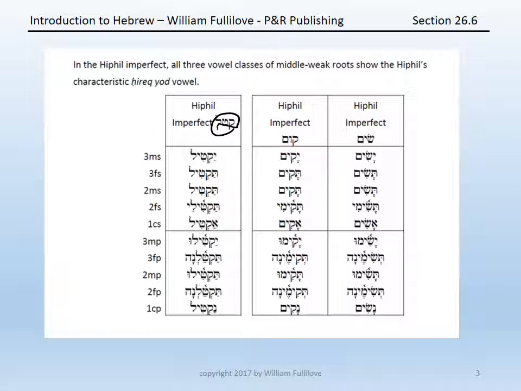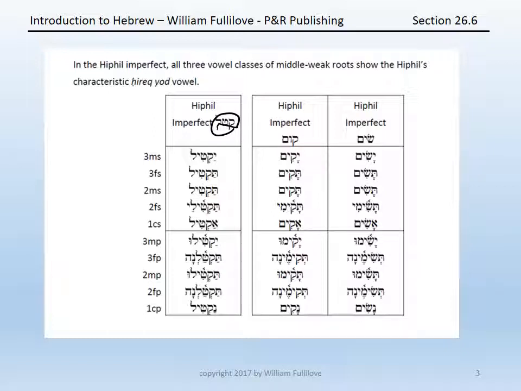Yaktilu, taktelna, taktilu, taktelna, naktil. With kum, with the middle weak root letter being replaced by a hirek yod, we instead have two syllables in the basic formation of the third masculine singular. Yakim, takim, takim, takimi, akim.